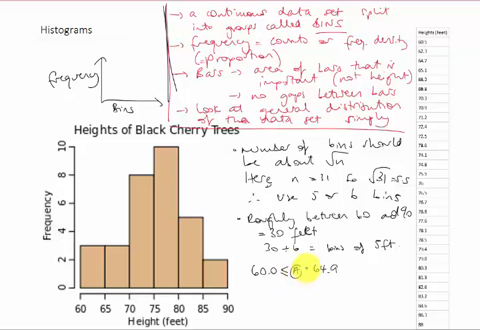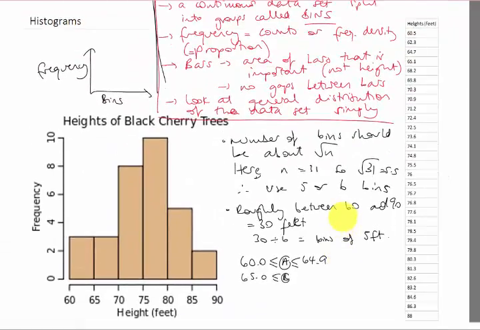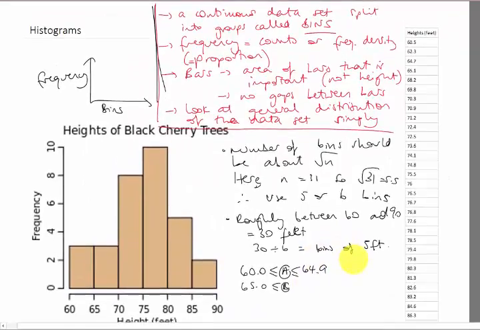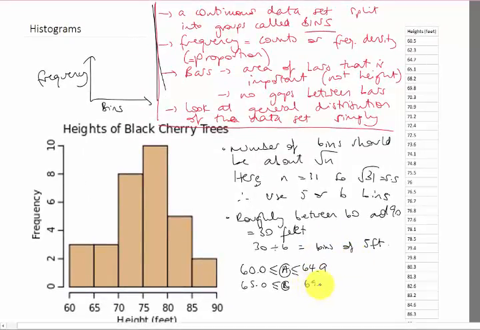So let's call that A for the first bin. You've got to be quite precise with exactly where your bins begin and end. So it's 65.0, and everything greater than or equal to that is in B, up to 69.9.